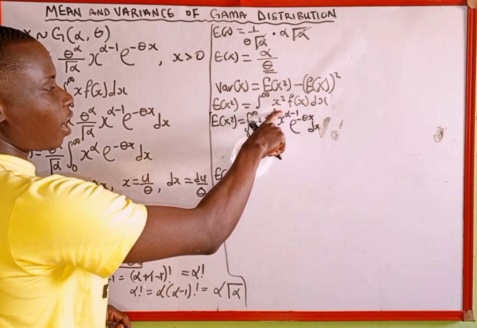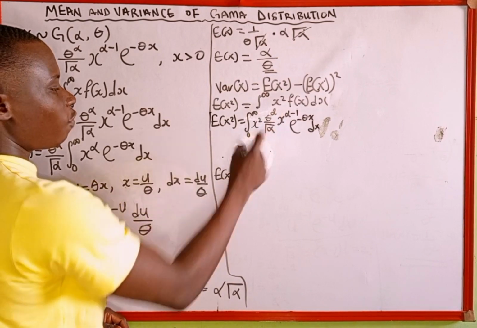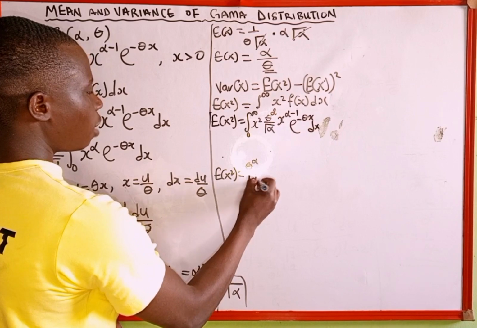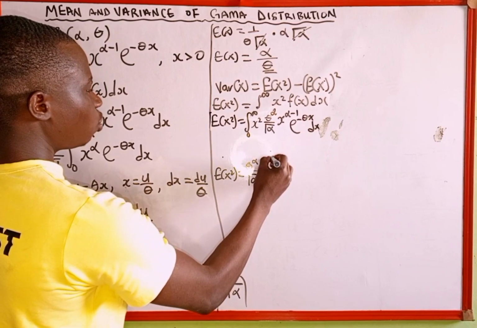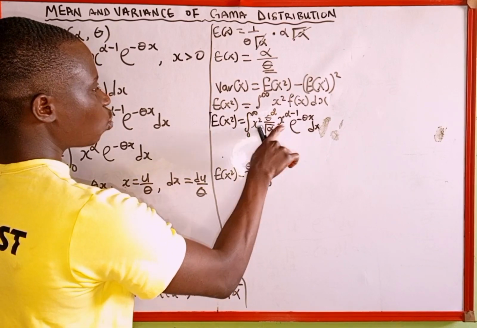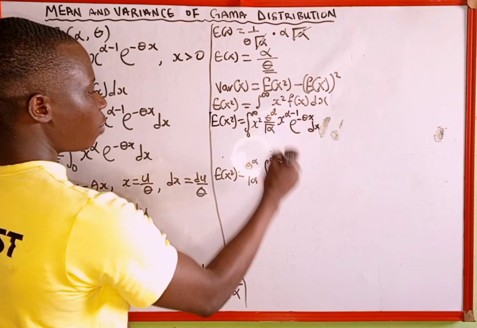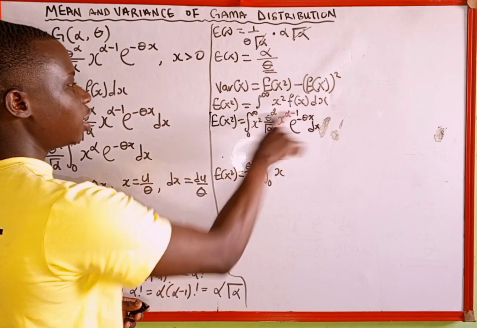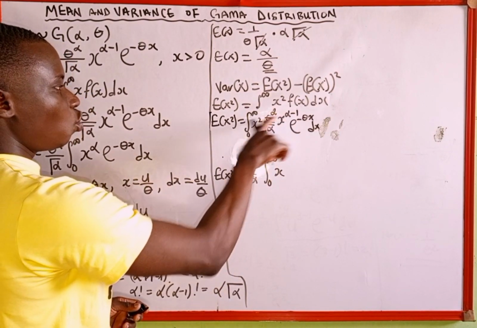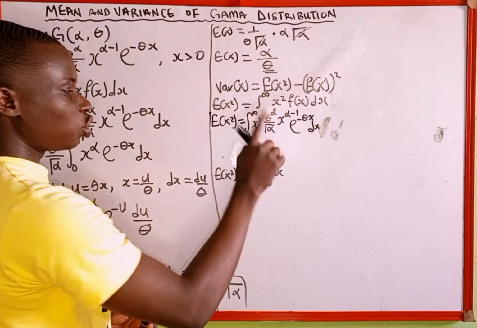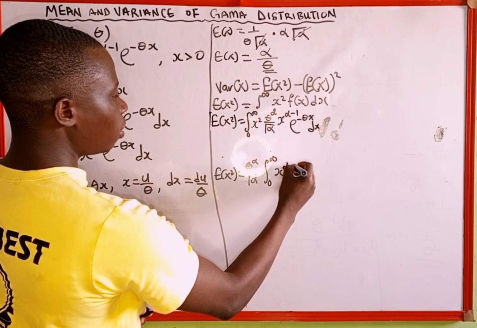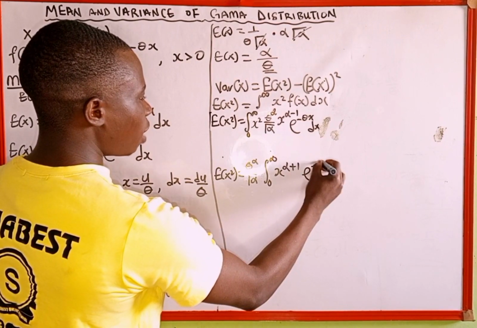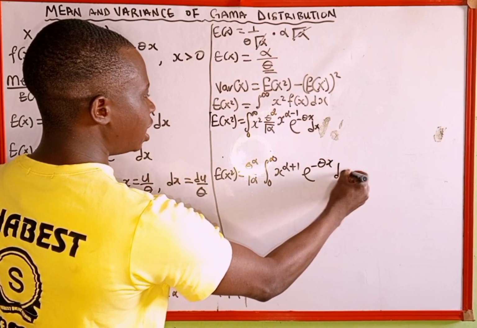theta raised to the power of alpha all over gamma of alpha. So we have theta raised to the power of alpha divided by gamma of alpha, integral from 0 to positive infinity, x squared and x. When they multiply, we write one of the base according to the multiplication property of indices, then we add the power. 2 minus 1 is the same as plus 1. So the power now will remain alpha plus 1. Then exponential raised to the power of minus theta x, then the dx.